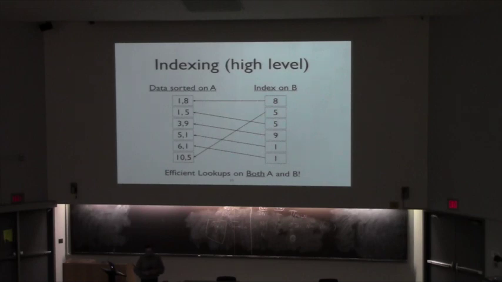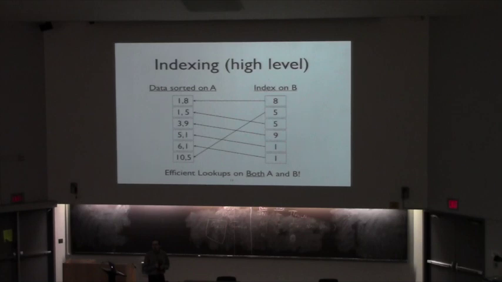One additional advantage of using an index is that if you have a data file, you can only really sort it according to one sort order. If I want to be able to very efficiently do lookups on both A and B, I'm not going to sort it on both A and B. So what I can do instead is sort it on one of those two, sort it on A, for example, and then build a second file which contains everything sorted, but rather than storing all of the data in that index, I have pointers back to the original data set.